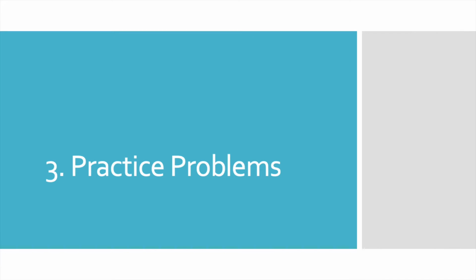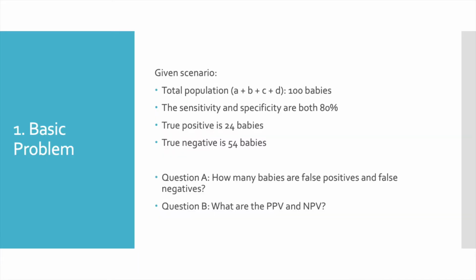Now, we'll go through some practice problems just to make sure that you understand the concepts. So this is a basic problem. With the given scenario, you can refer back to the table that we used before. A plus B plus C plus D, in this case, will equal 100 babies. The total population is 100 babies. And in this test, the sensitivity and specificity are both 80%. And the true positive is 24 babies, and the true negative is 54 babies.